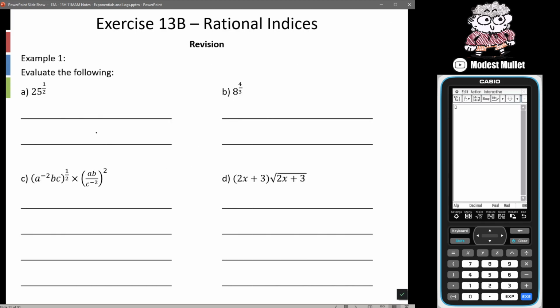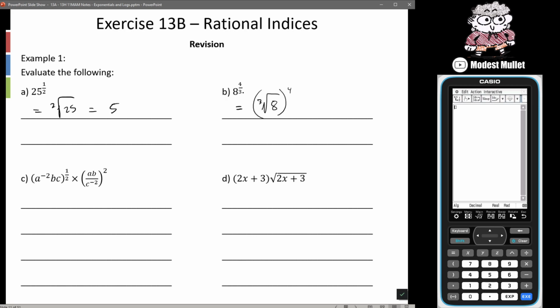So let's have a go. 25 to the half, well, that's the same as the second root, the square root of 25, which happens to be 5. 8 to the 4 on 3, that is equal to, since the 3 is the bottom number, we're going to get the third root of 8, all to the power of 4.